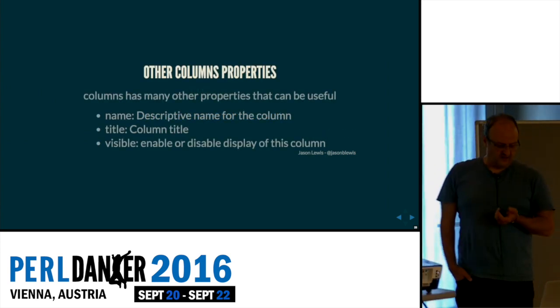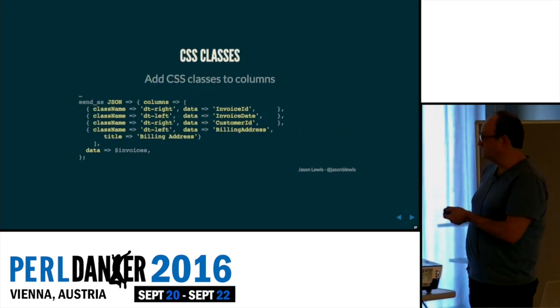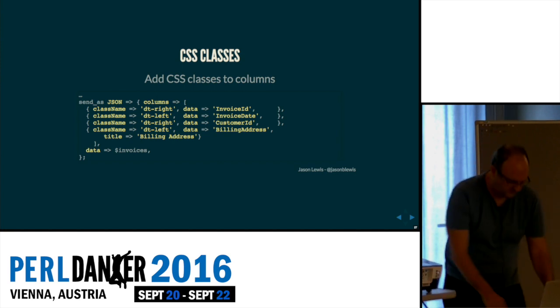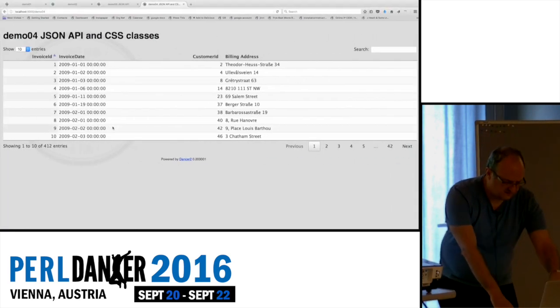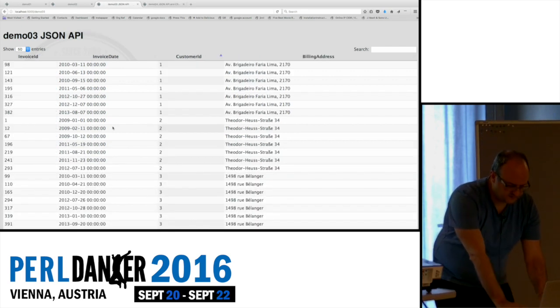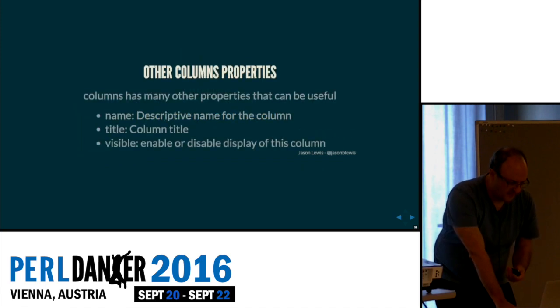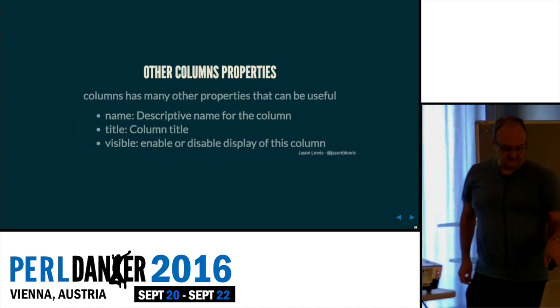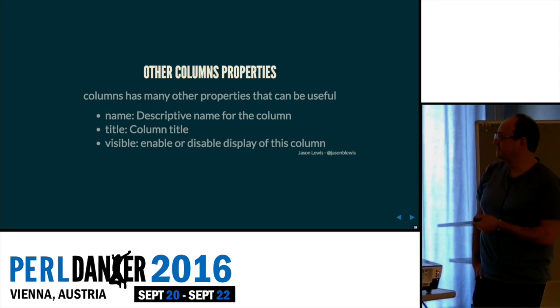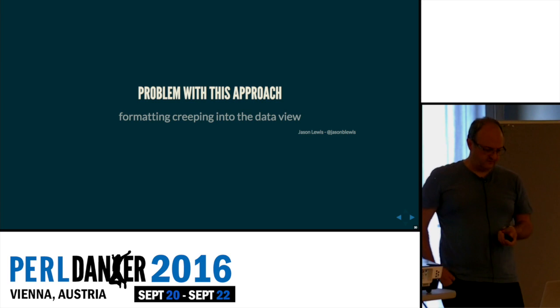And I didn't really go into, or I kind of did, this one here: you can also add a title to the column. And there you can see the title is "Billing Address" as opposed to "billingaddress" with no space, which is the column name. And there's other properties you can set. Yeah, so you can set a title for a column, or whether it's visible or not, or name. And there's a bunch of others just worth looking into if you want to do more things.